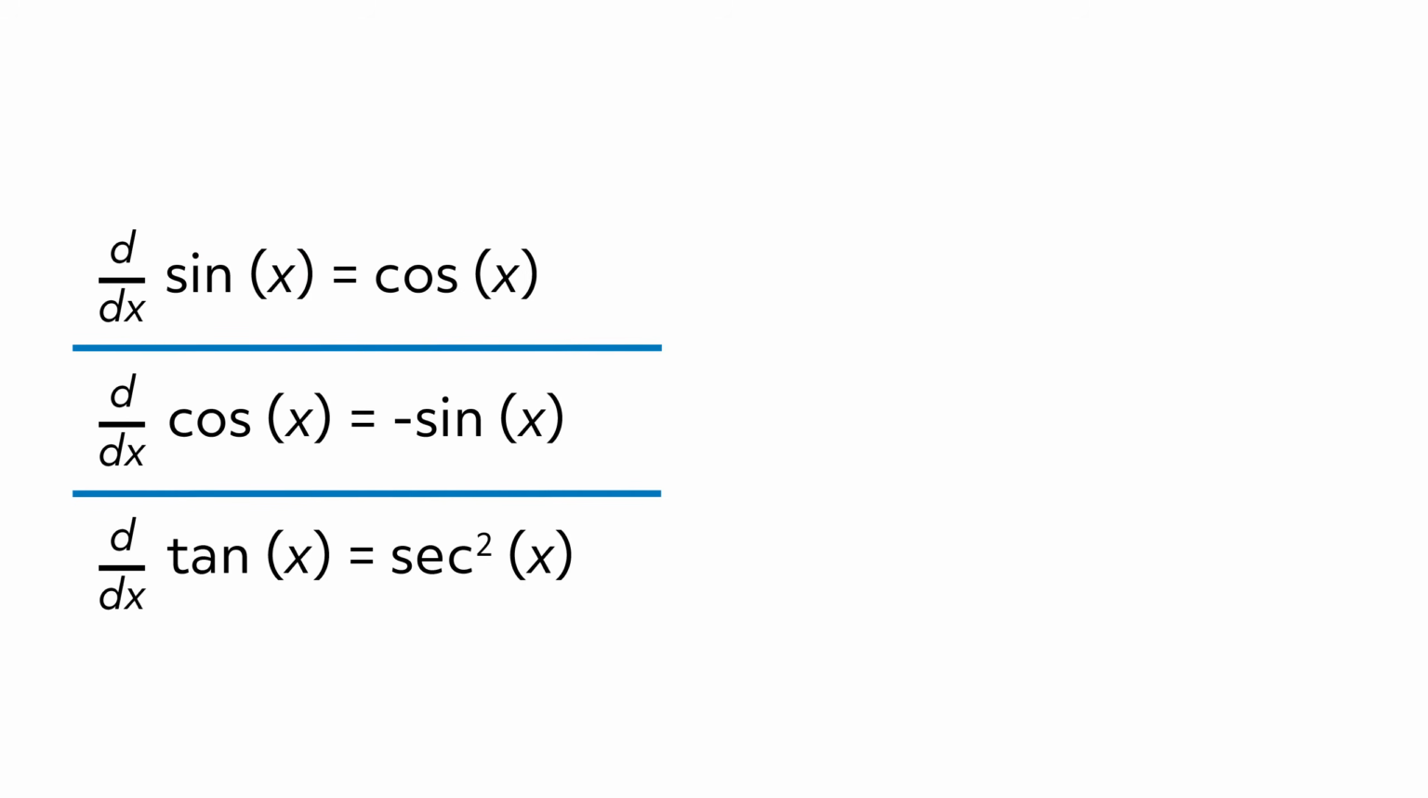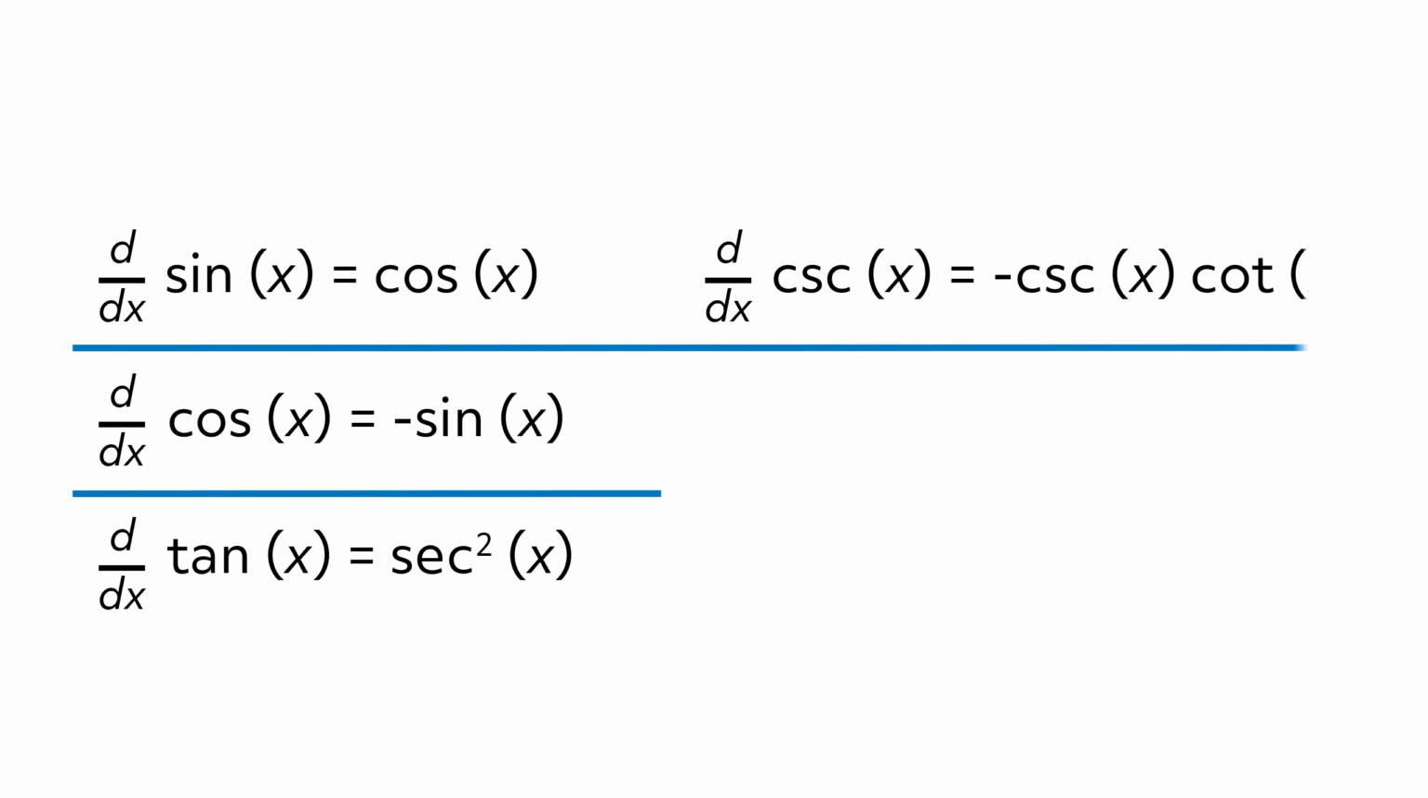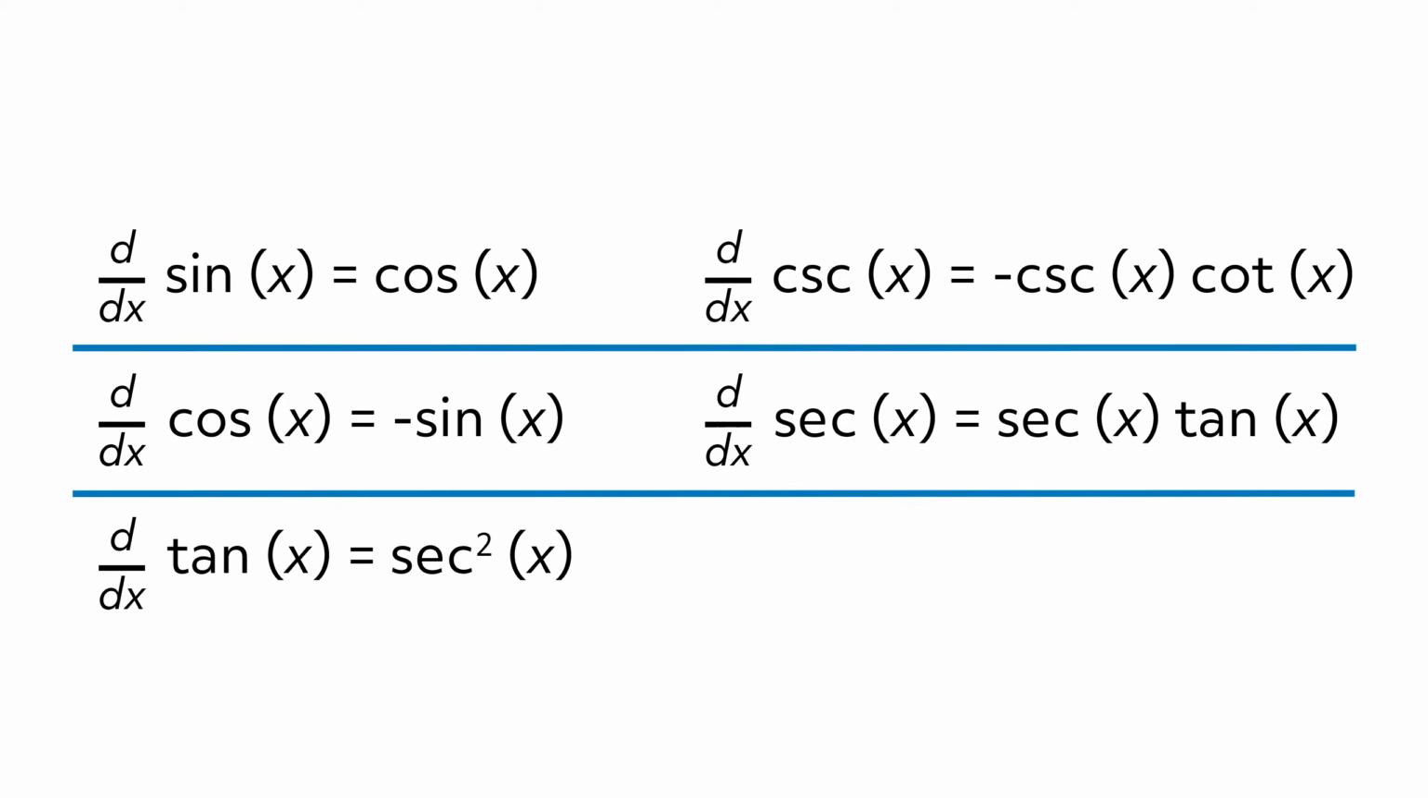Let's now continue with the derivatives of the reciprocal trig functions, starting with cosecant. The derivative of cosecant of x is negative cosecant of x times cotangent of x. The derivative of secant of x is secant of x times tangent of x. And finally, the derivative of cotangent of x is negative cosecant squared of x. Take a moment now to write down each of these derivatives.